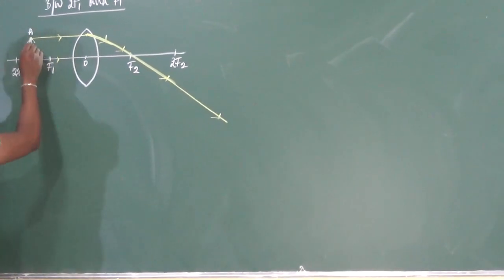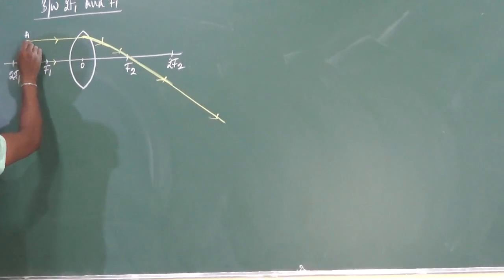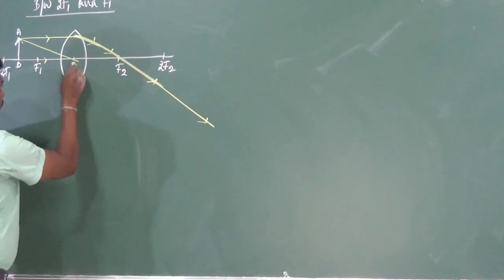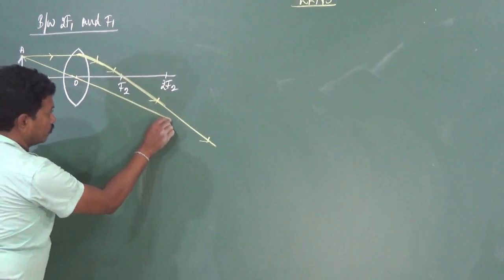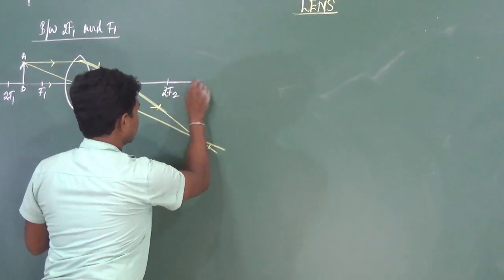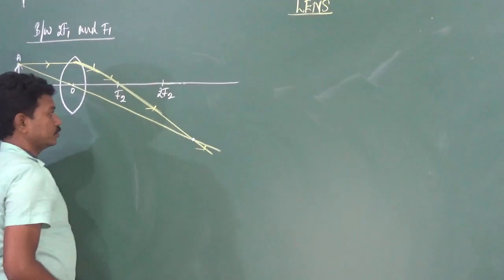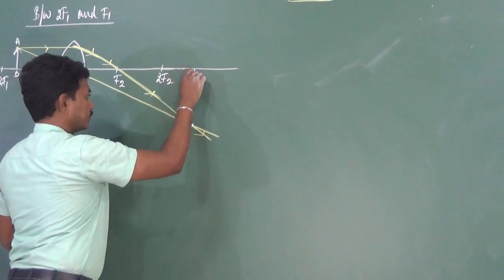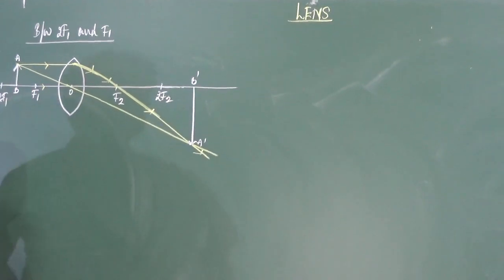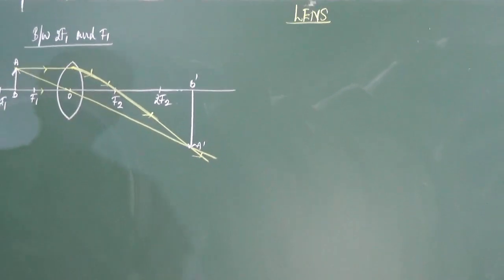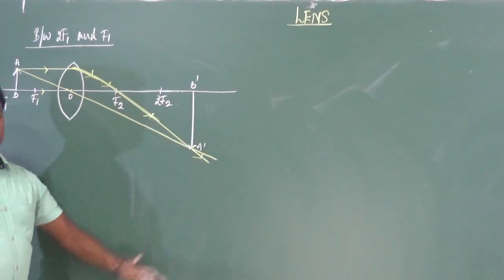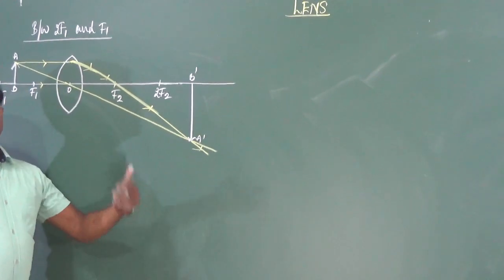Next we will take the light ray from point A through the optic center. If the light ray passes through the optic center, it is going to move on undeviated. So the light rays are going to meet at this particular point. So the image is formed here, that is A dash and B dash. As you are bringing the object nearer and nearer to the lens, the image is going away from the lens, becoming bigger and bigger, right?